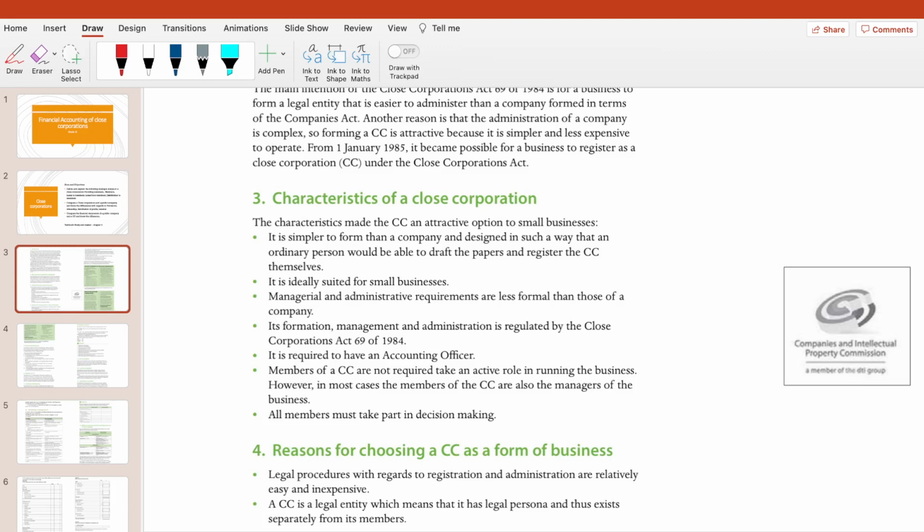Now, what are the reasons for people to choose a CC as a form of business? Firstly, the legal procedures regarding the registration and the administration are relatively easy, and it is not so expensive. A CC is also a legal entity, and that means that it has a legal persona, thus exists separately from the members, the same way that the company does.